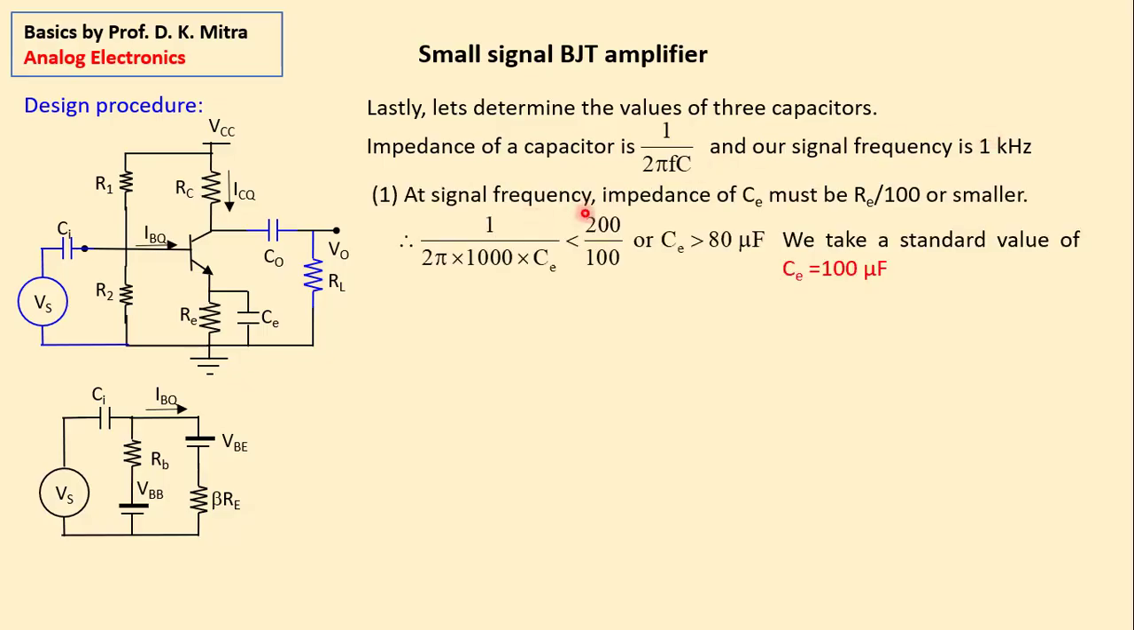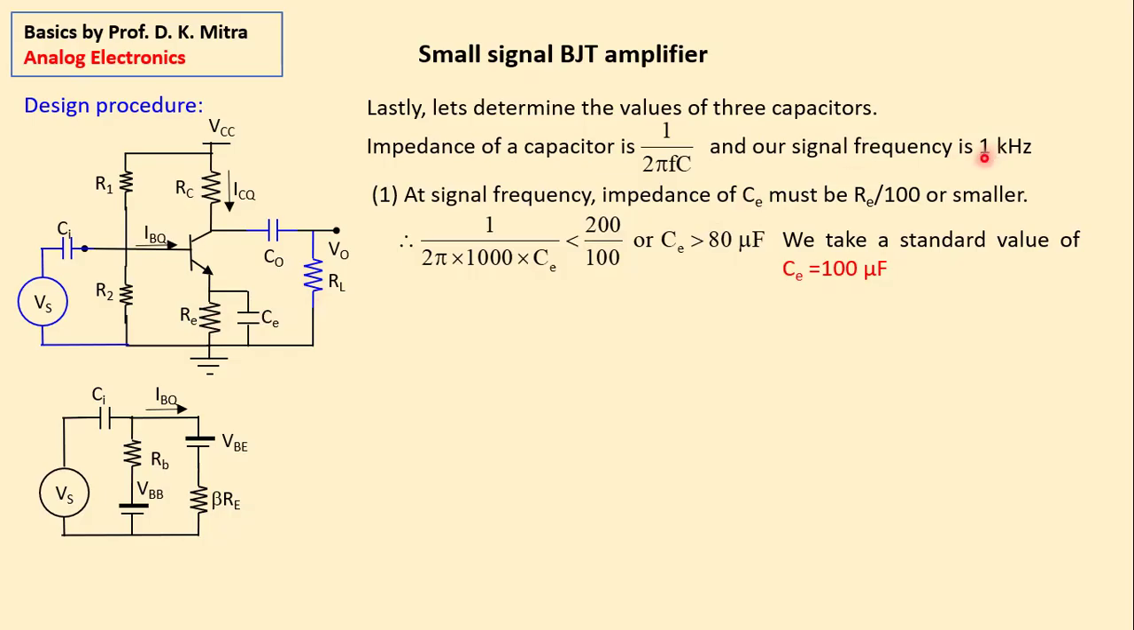Now, at the signal frequency, this CE must be much lower than RE. Here, our empirical rule is make it 1/100th of RE or even smaller. Because the signal current drop in RE affects the amplifier gain. So make C very small.